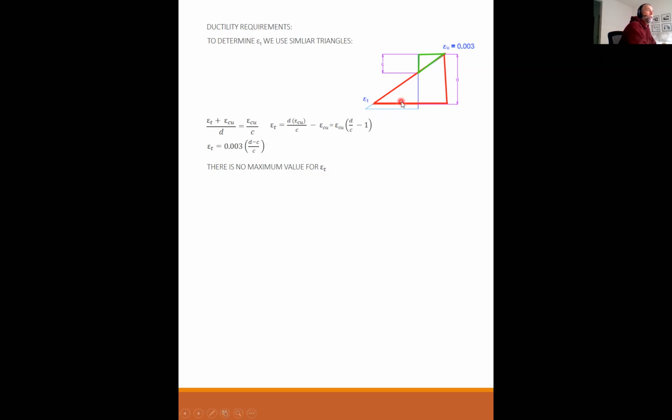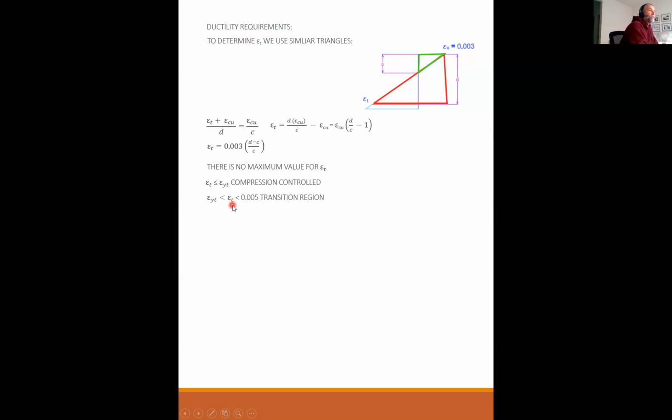So per the code, there's no limit on how far the steel can strain, because the steel is never going to be what fails. It's always going to be the concrete that fails first. If epsilon sub T is less than or equal to the yielding strain, then we say that this member is compression controlled. And we're going to get back to that when we get to our column designs.